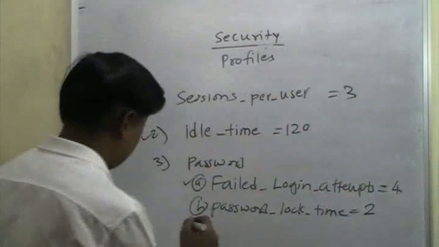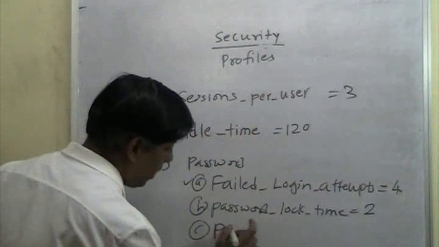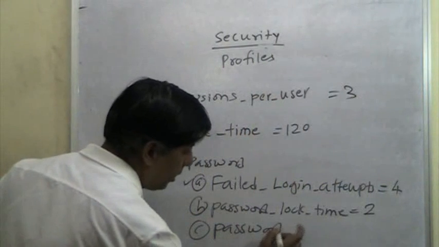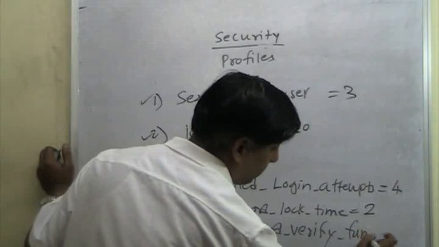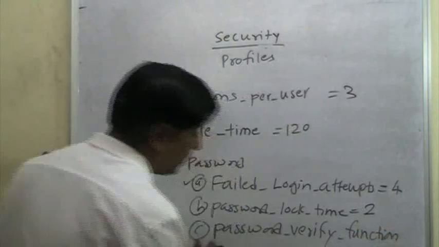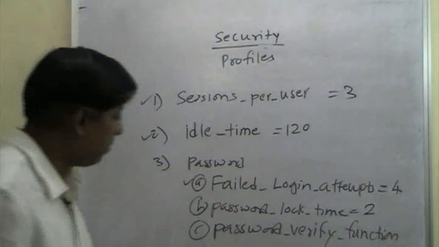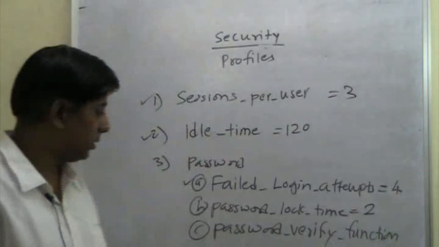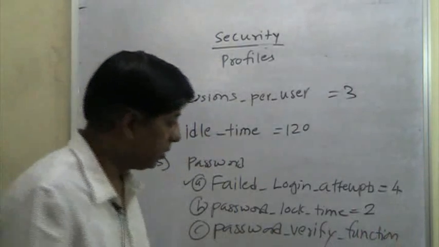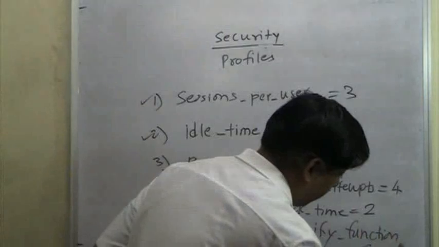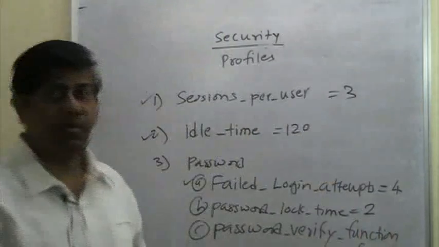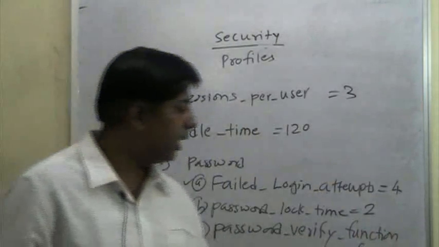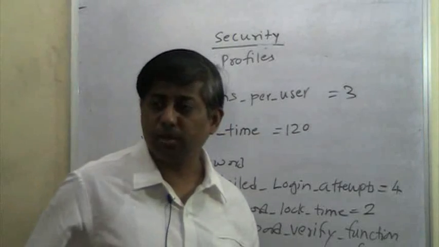Password verify function. C is PASSWORD_VERIFY_FUNCTION. This is the attribute there. And what is the meaning of this? This means password verify function could be equal to FUNC1. What is this FUNC1? FUNC1 is the name of the function. A function is a PLSQL program.